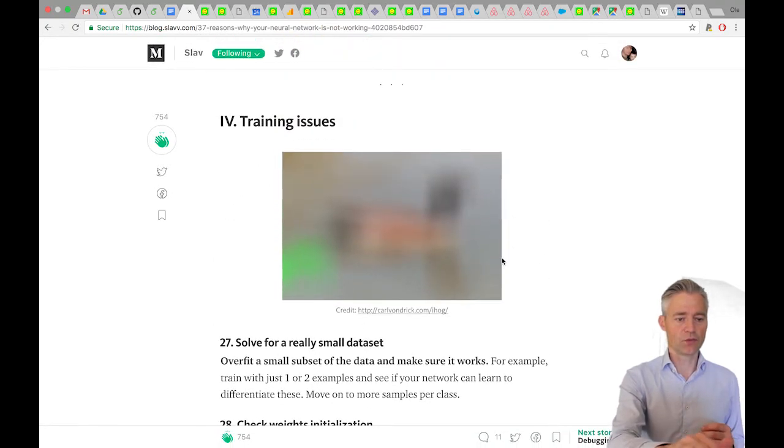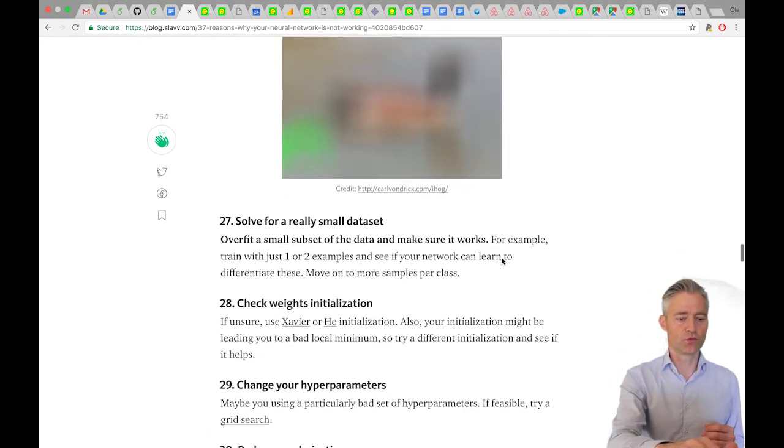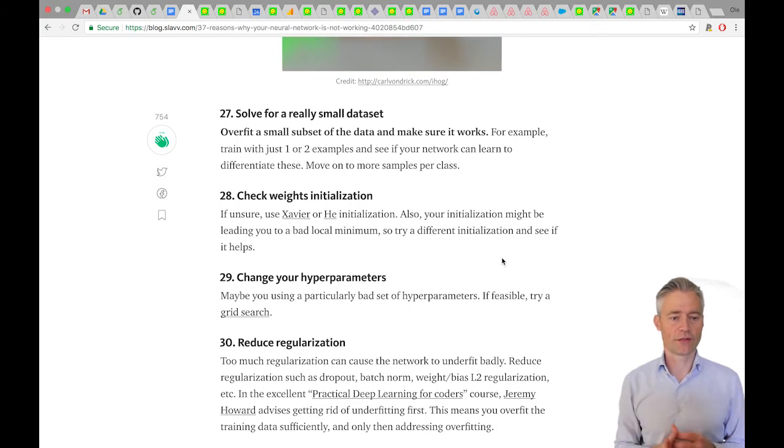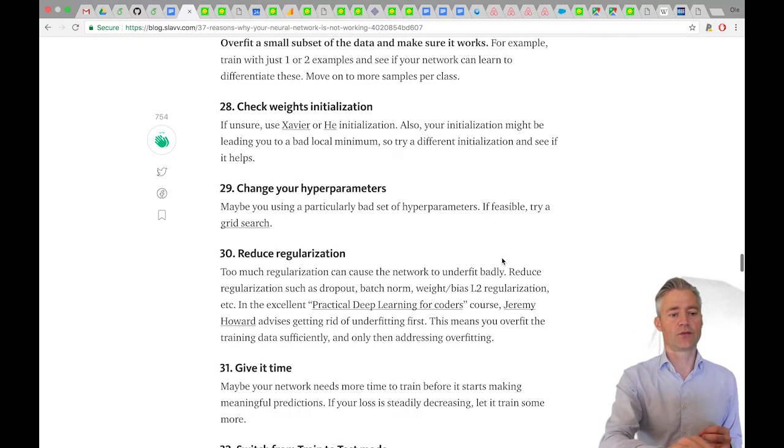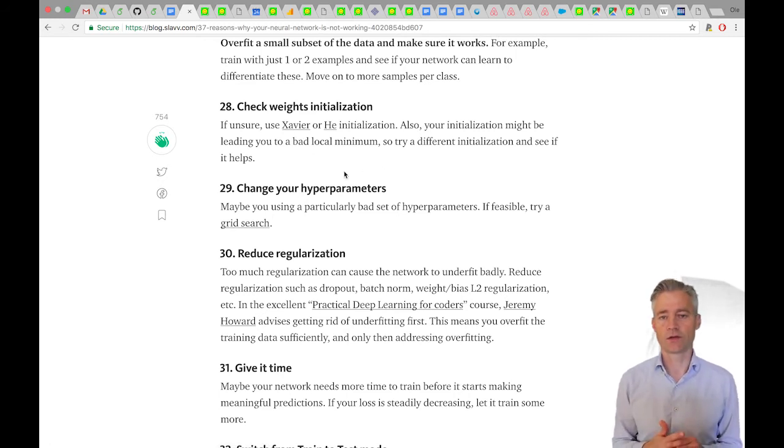Okay, so the next issue is training issues. Solve for a really small data set, with very few examples, for example up to 20, and see that you can then get down to very low error. Check how you initialize the weights. There are some very nice methods like Xavier or He initialization, which use just the central limit theorem to argue why we need to initialize in a specific way, and these methods are implemented in all the frameworks.